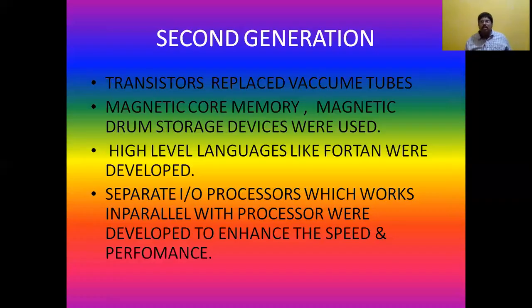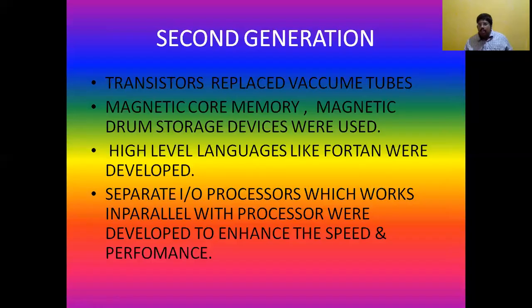Along with these transistors, they made some advancements in the second generation computers compared to the first generation. The advancements were that magnetic core memory and magnetic drum storage devices were used. So in the second generation, they used some secondary storage devices. Secondary means external storage devices. Magnetic core memory and magnetic drum storage devices were used in the second generation computers in order to store the data.